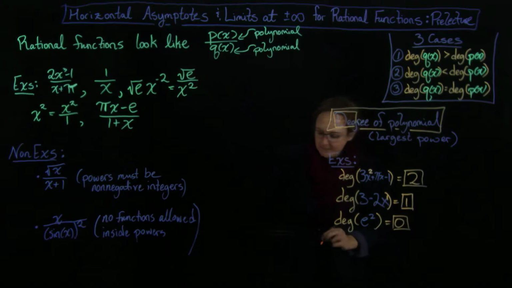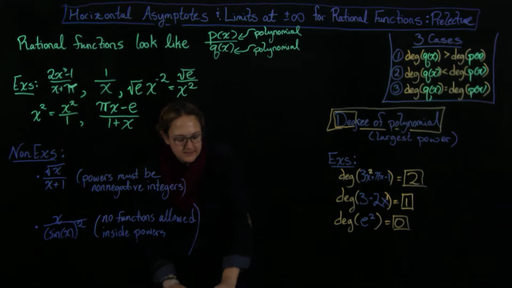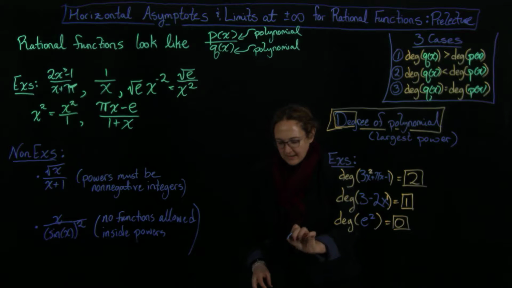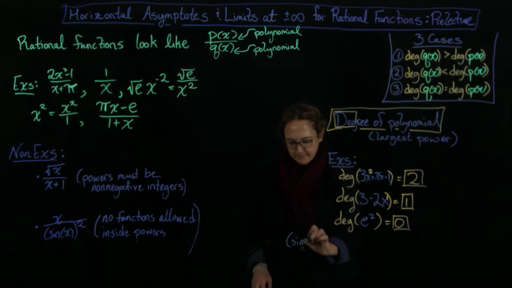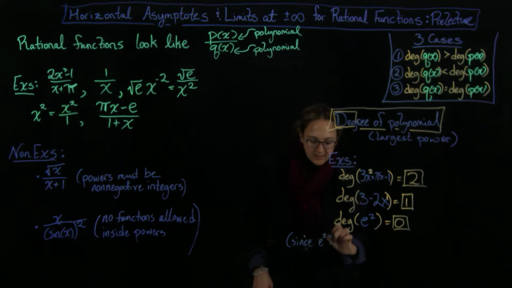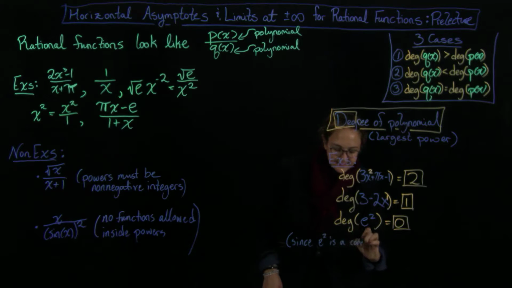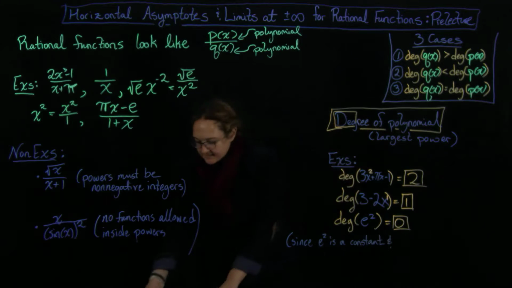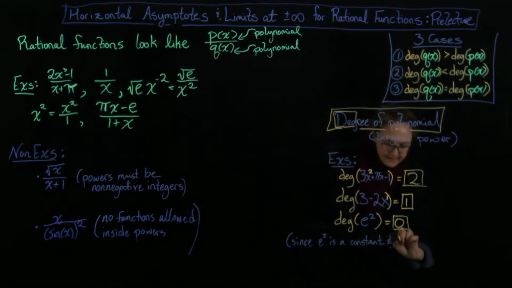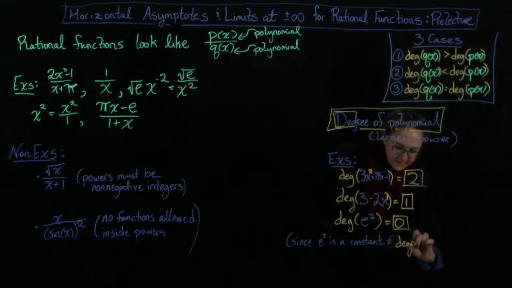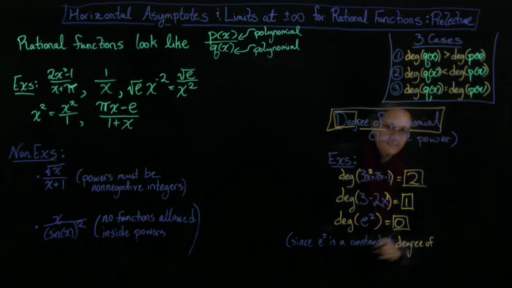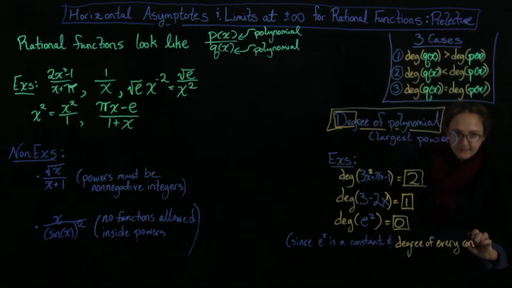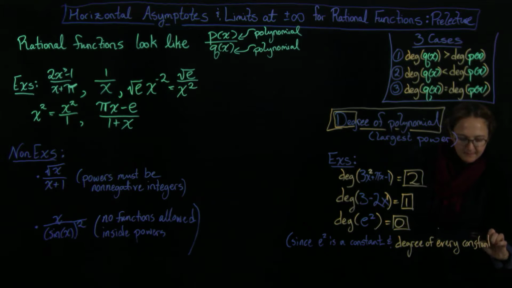So why is that 0? That's going to be 0 since e squared is a constant and the degree of every constant is 0. So this is true since e squared is a constant, and the degree of every constant is 0.